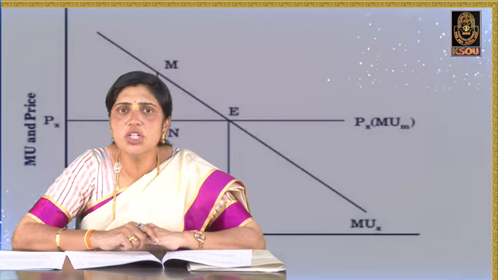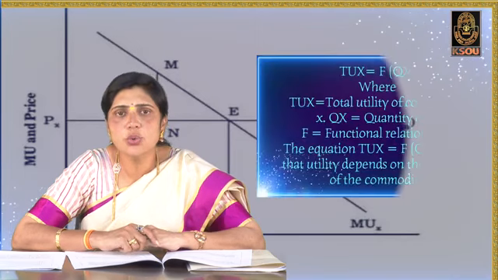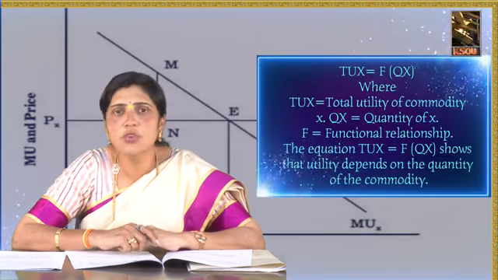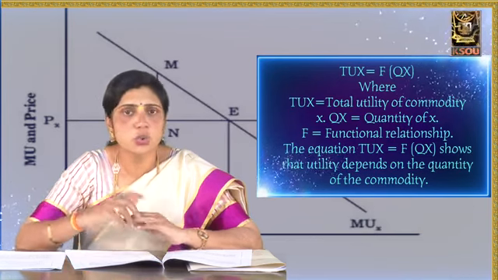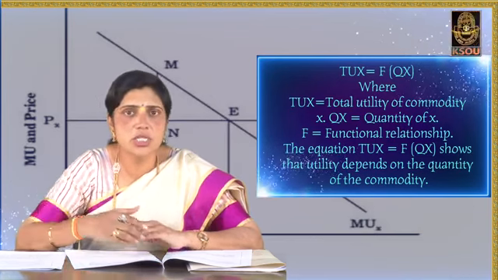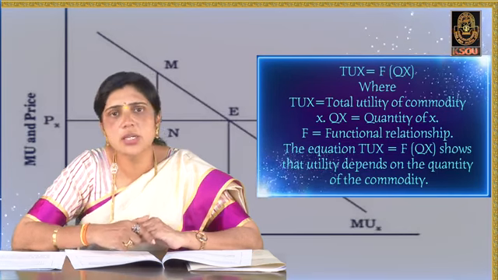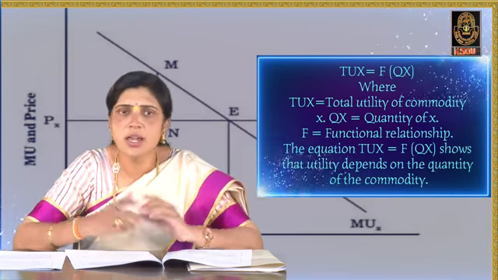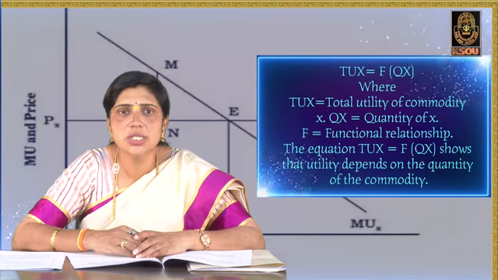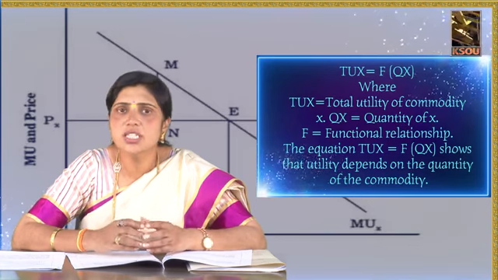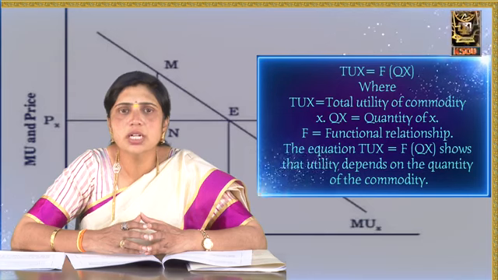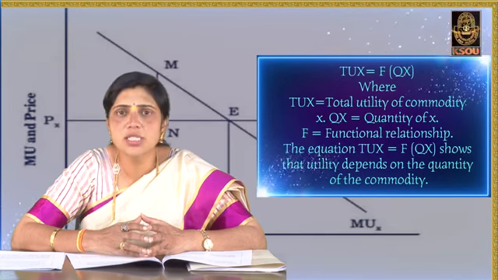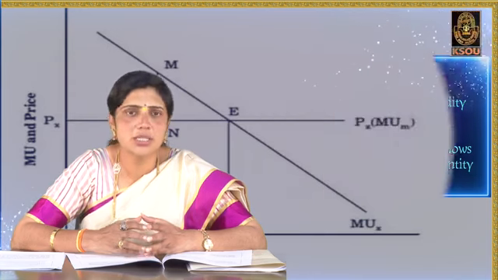Mathematically, it can be shown as TUx = f(Qx), where TUx means total utility of commodity X, Qx is the quantity of X, and f is nothing but the functional relation. The equation TUx = f(Qx) shows that utility depends on the quantity of the commodity.